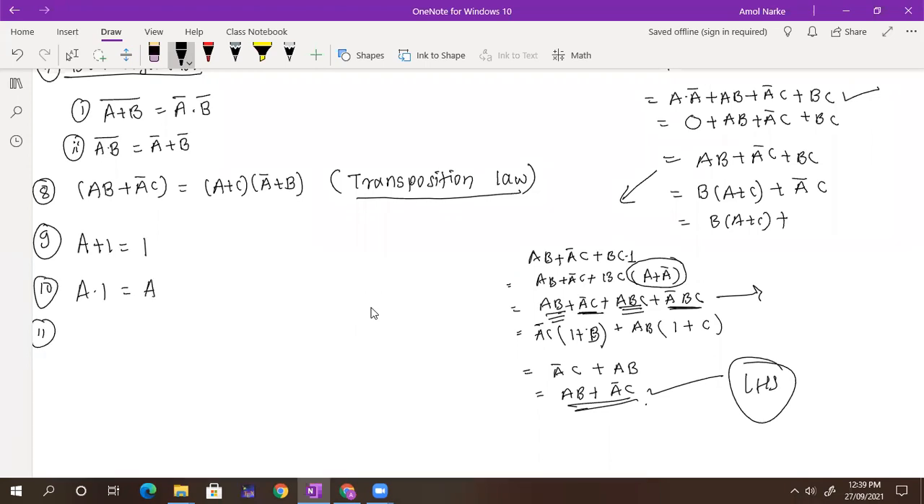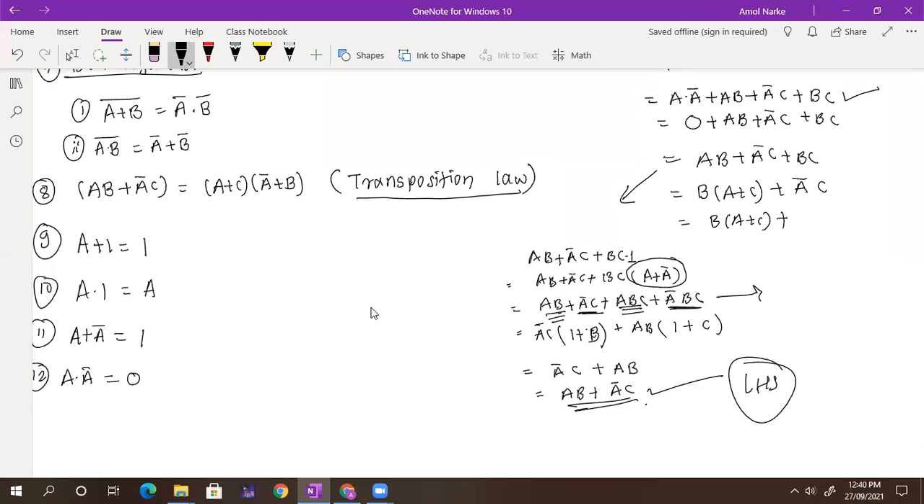A plus A inverse. Tell me what you are getting. You can easily find out. You are getting always 1 because it is alternate. Then next, A dot A inverse. 100% you will get 0.